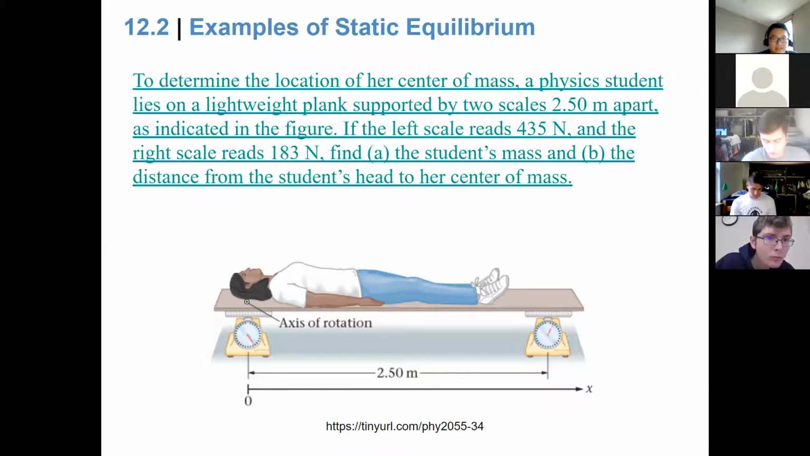Basically, the plank is in static equilibrium, so you can apply net force equal to 0 and net torque equal to 0, and you should be able to solve for the mass and the center of mass. I'll have you work on this, and then we can take a look at the solution together in a few seconds.